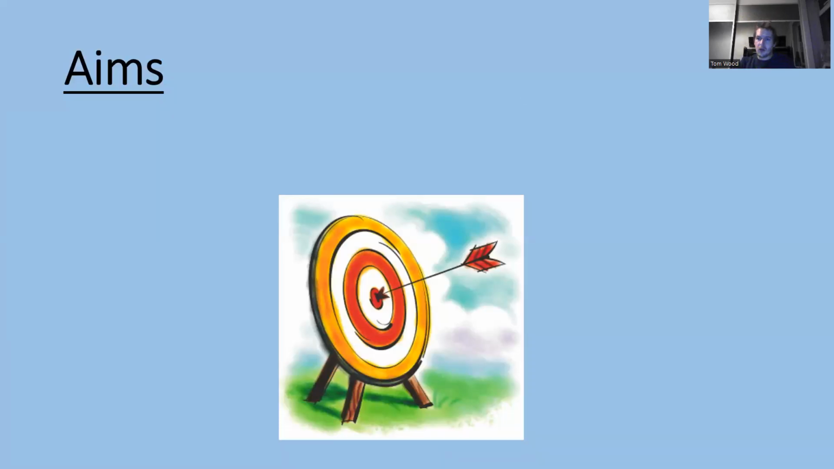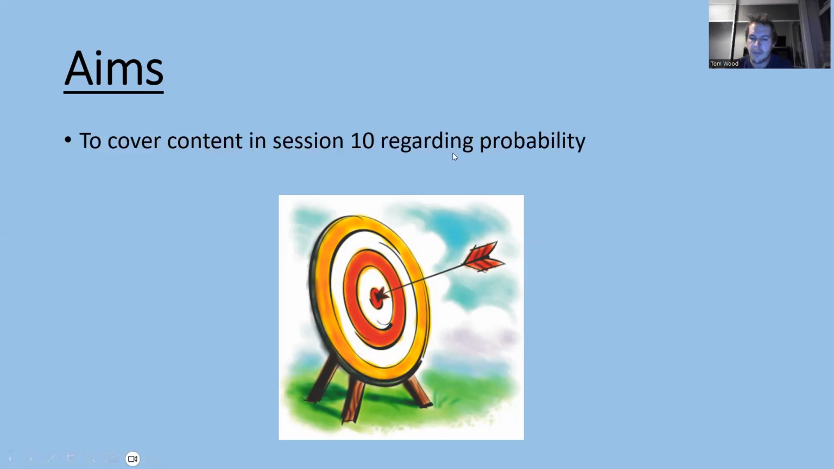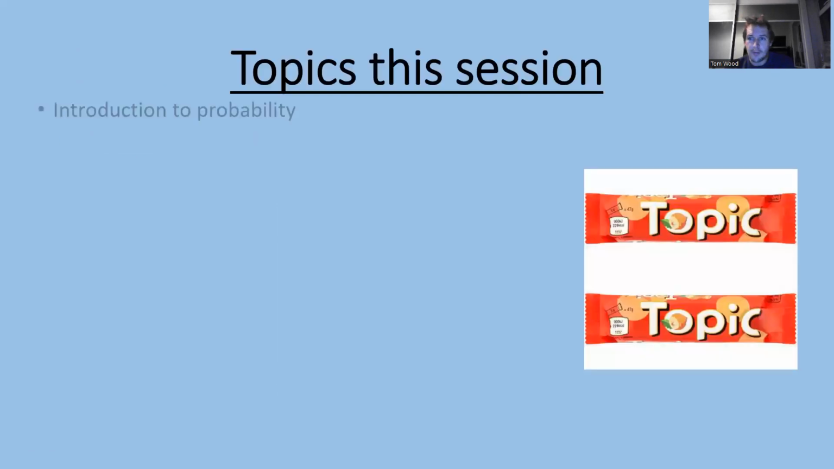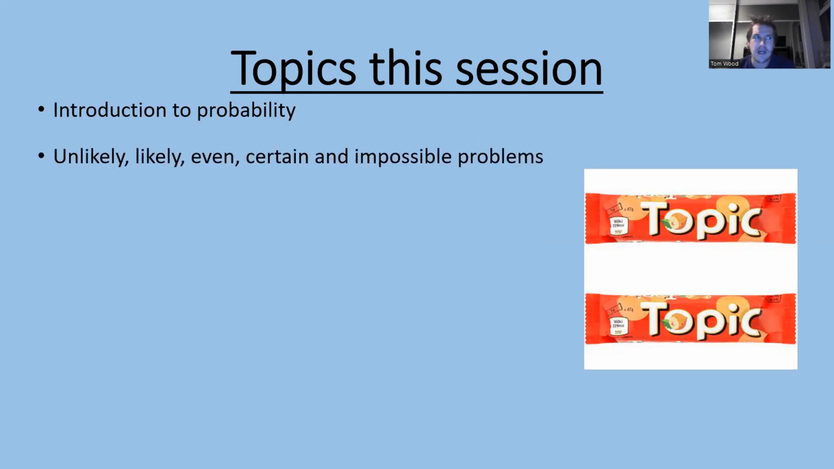Okay, so like I just mentioned, the topic for today is our final topic, and it is going to be looking at probability. The key areas we're going to look at: a very quick introduction to what probability is, and then we're going to move on to non-numerical probability. It's really just the concept of probability, looking at likely, unlikely, even, certain, and impossible outcomes.